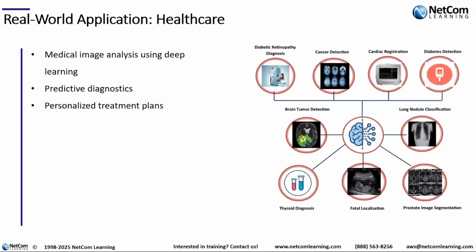Okay. And next over here, we have the healthcare industry. So when we want to use machine learning in healthcare, the first thing we have is going to be medical image analysis using deep learning. Now, machine learning models, particularly deep learning algorithms, are being trained on massive data sets of X-rays, MRIs, as well as CT scans. And they can identify patterns and detect any abnormalities, such as tumors or fractures, with accuracy that rivals or even surpasses human radiologists.